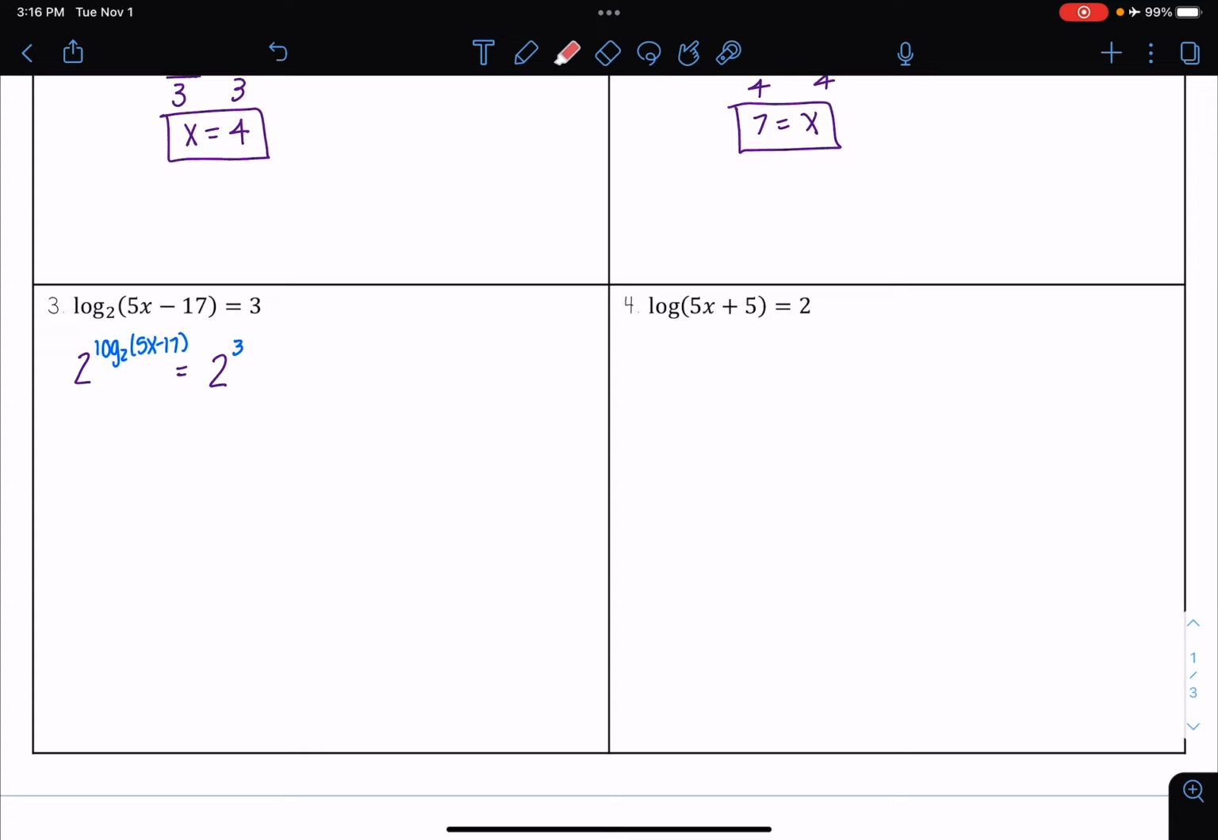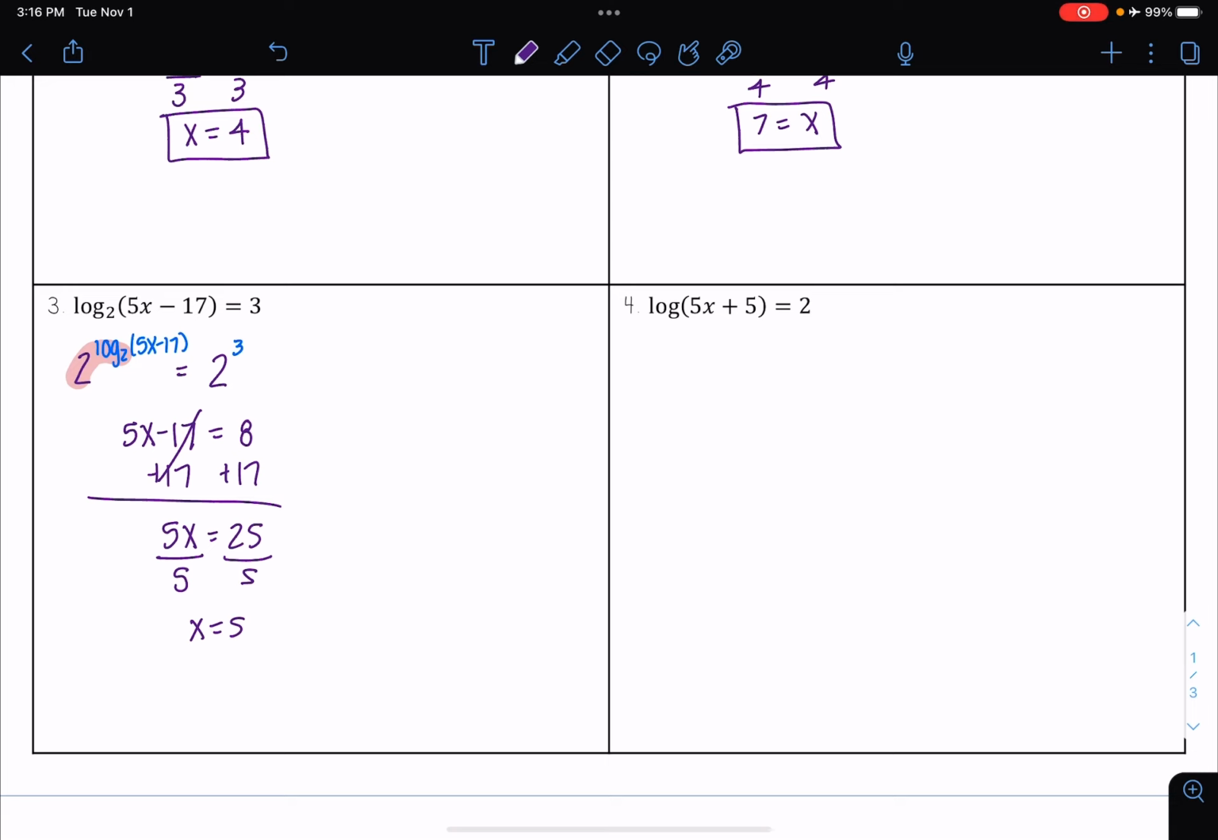The reason I did this is that 2 and log base 2 cancel out, and I end up with 5x minus 17 is equal to 2 cubed, which is 8. Add 17 to both sides, and we get 5x is equal to 25. Then divide by 5, and you get that x is equal to 5. So that's one way you can do it.